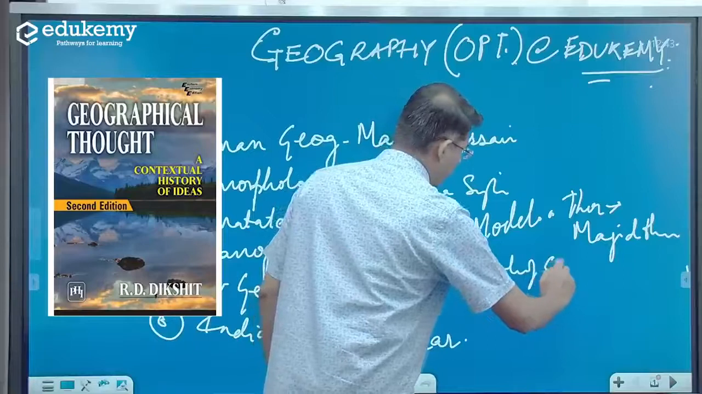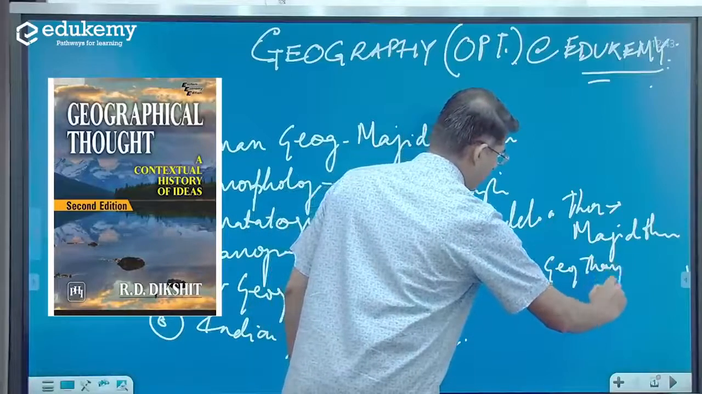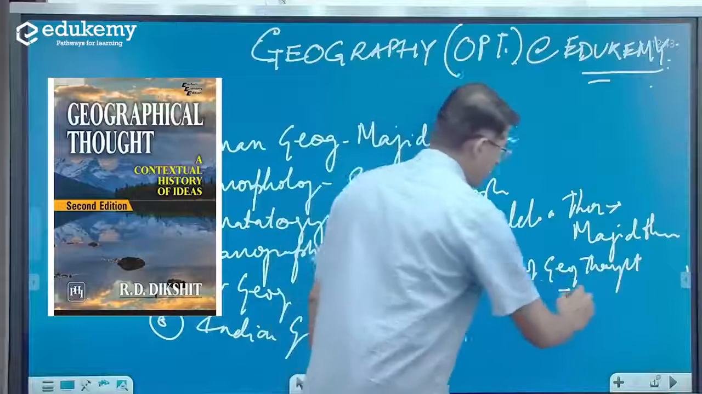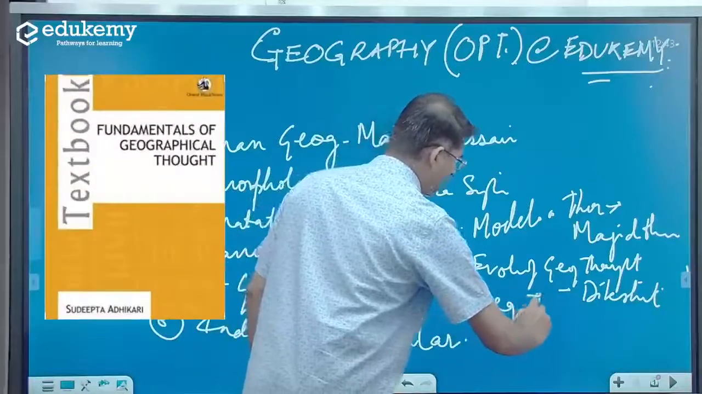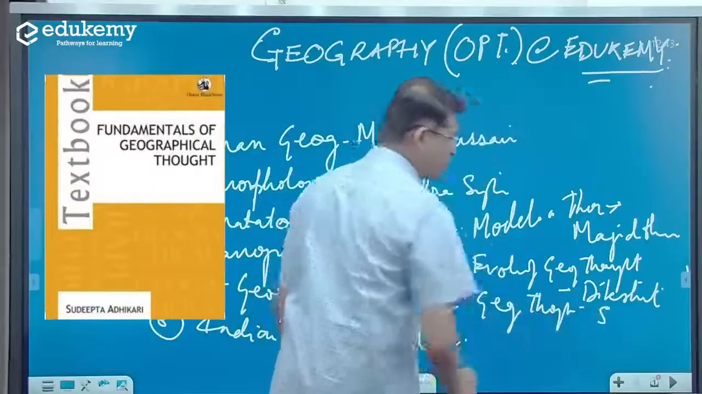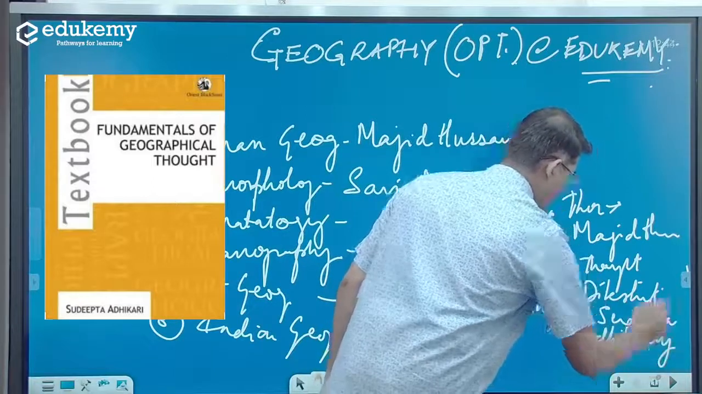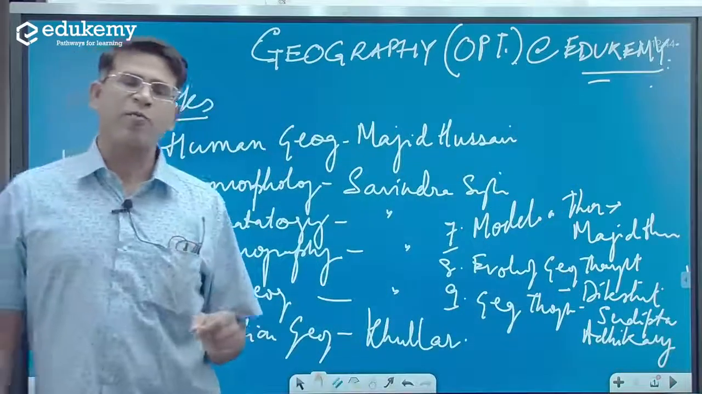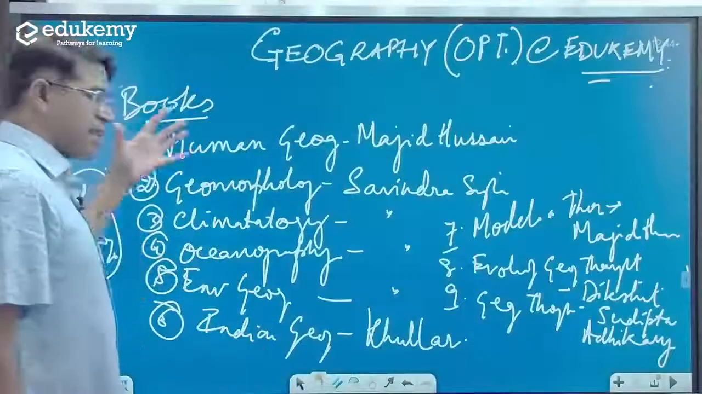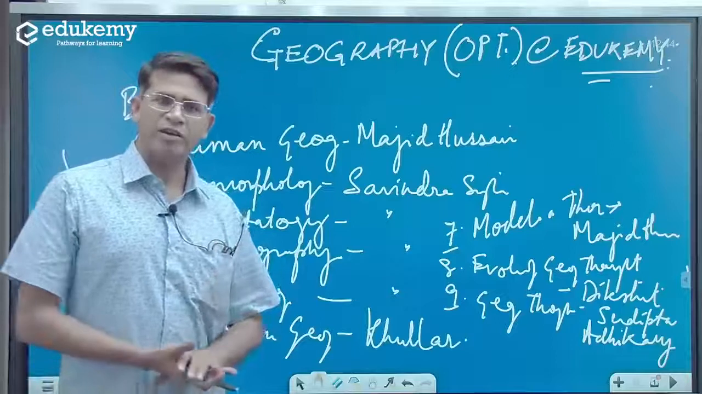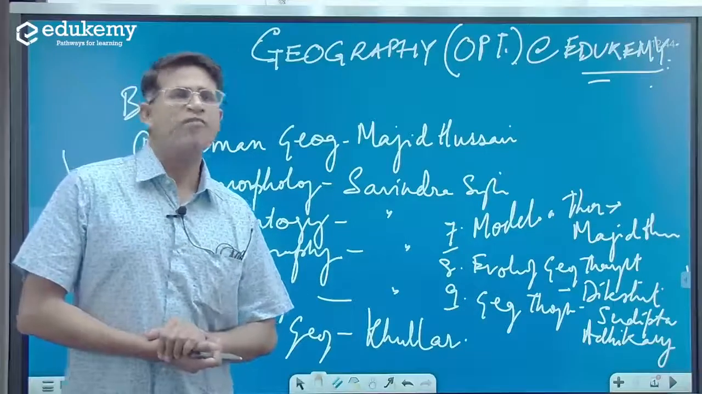Evolution of Geographical Thought. This book by Dixit. And another book, again Geographical Thought, by Sudipto Adhikari. You will get a complete list from me on your mail. Okay, I think with these 9 books, you can start off geography. A couple of additions later on we can manage.